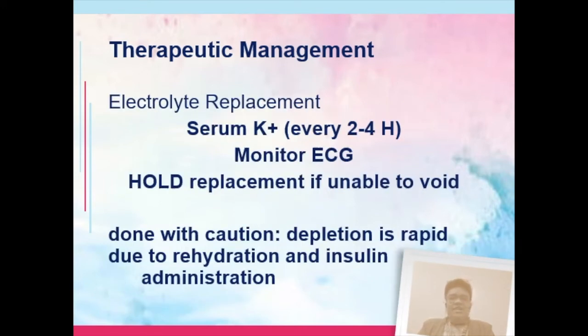Then, we give your electrolyte replacement. Recall earlier that one of the electrolyte imbalances common in DKA is your hypokalemia. So you need to monitor the serum potassium every 2 to 4 hours. Since we're talking about potassium, you need to monitor the ECG of your patient. Remember, your potassium would be acting on the heart of your patient. Hold the replacement if patient is unable to void.